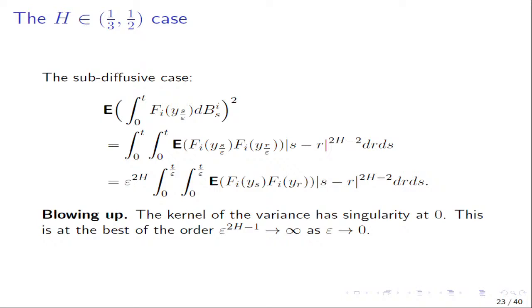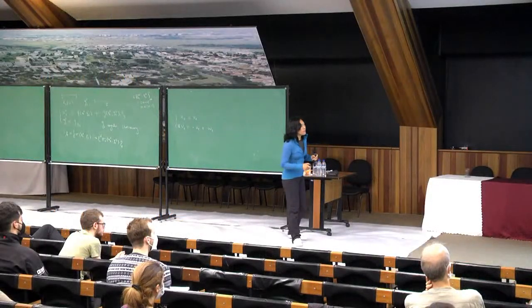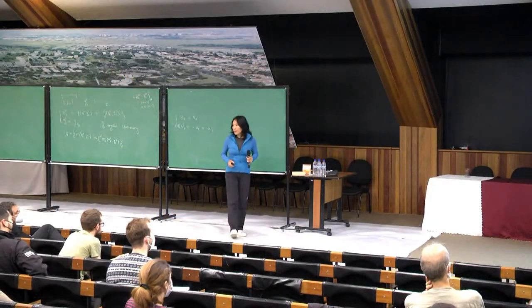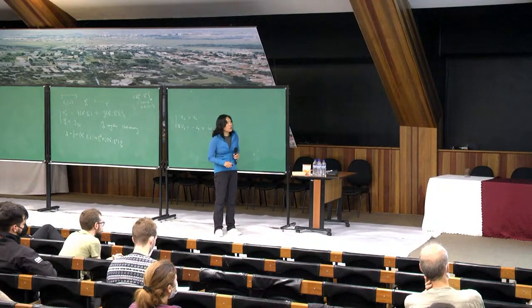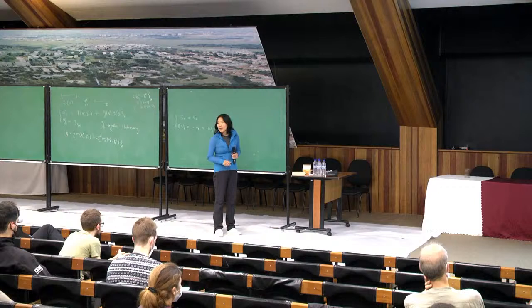So you now change the variable, you see a little epsilon come out, and then we have this function. Thinking about f being bounded, that tells you what is the best order in epsilon. The best order is epsilon to the 2h minus 1, and that blows up because 2h minus 1 is smaller than 0. So that means this result is not going to hold. We're going to scale this one, we're going to multiply by epsilon to the 1 minus h in front of the equation, okay?